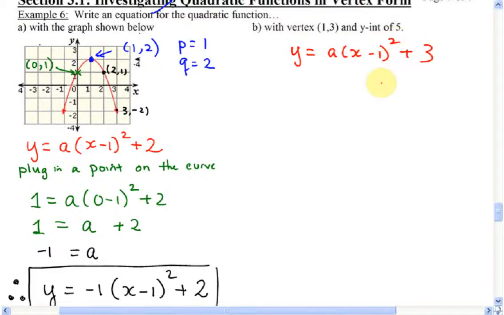Okay, there's your vertex. There's your p and q. Plug in the y-intercept of 5. So plug in 5 for y, plug in 0 for x, and then let's solve. Once again, negative 1 squared is 1, so that's a. We'll solve for a. Is a 2?